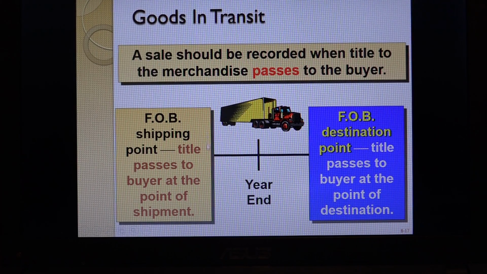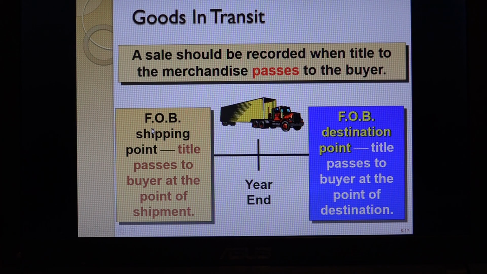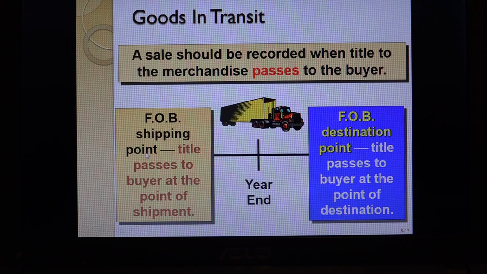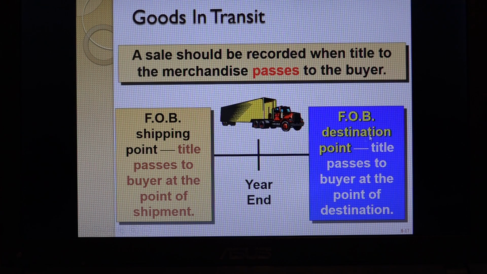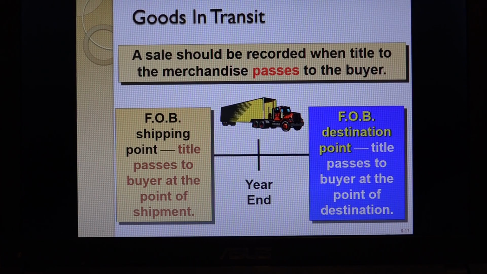At that shipping point where they picked up the goods, once those goods are on the truck, title passes to the buyer when the terms are FOB shipping point. If it's FOB destination point, title passes to the buyer at the point of destination when it gets to the buyer or wherever they designate it's going. Okay?